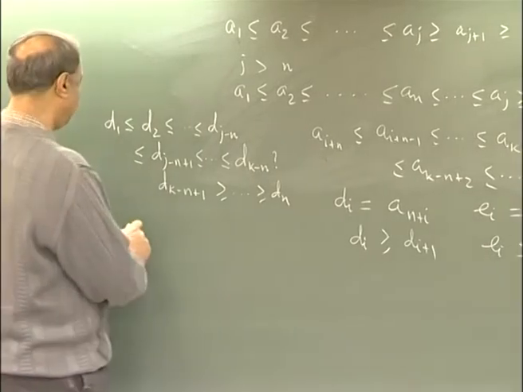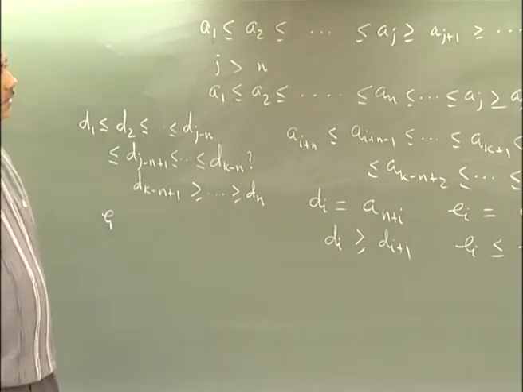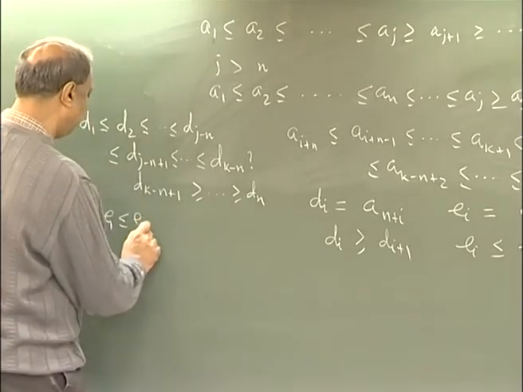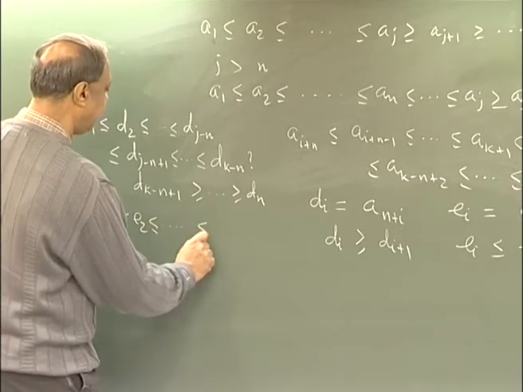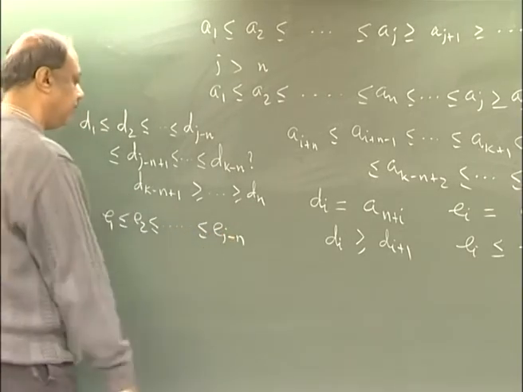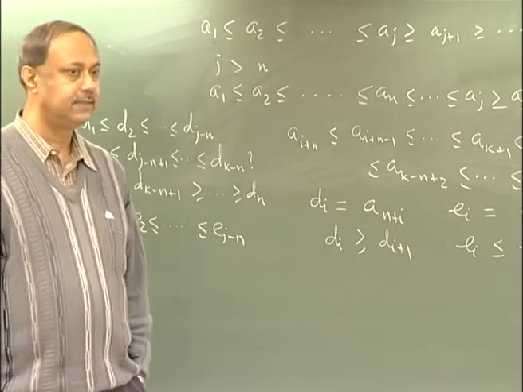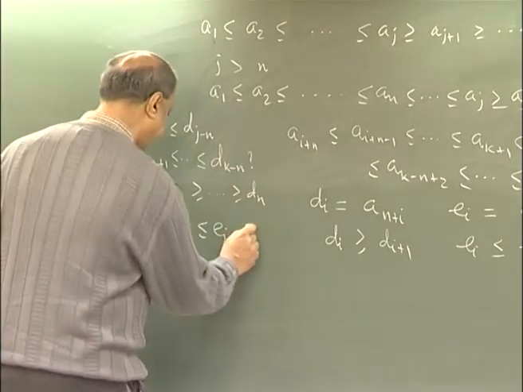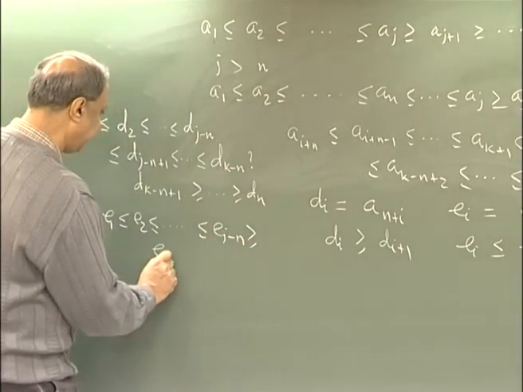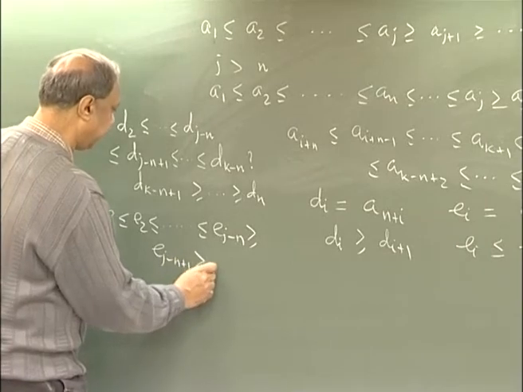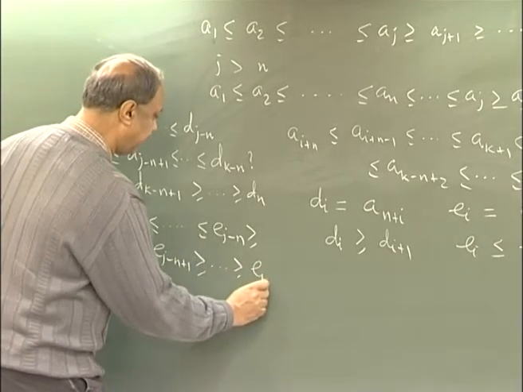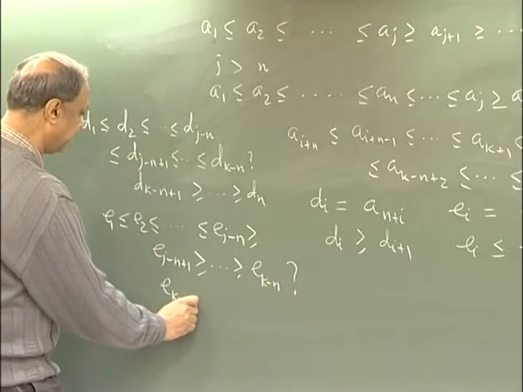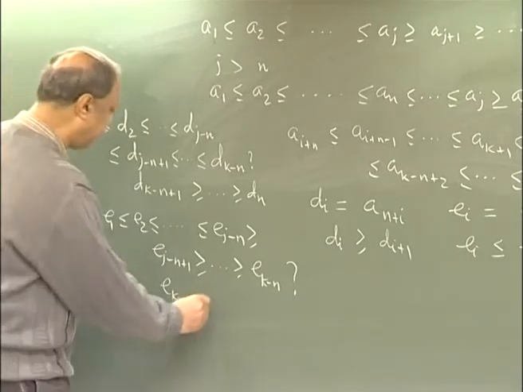What about e1? E1 is less than or equal to e2 less than or equal to ej minus n, then you have greater than or equal to ej minus n plus 1 greater than up to ek minus n. I don't know the relationship between ek minus n and ek minus n plus 1. Then I know this relation.